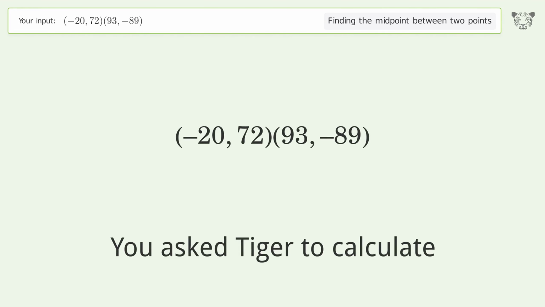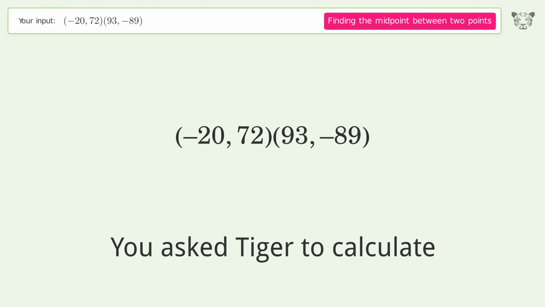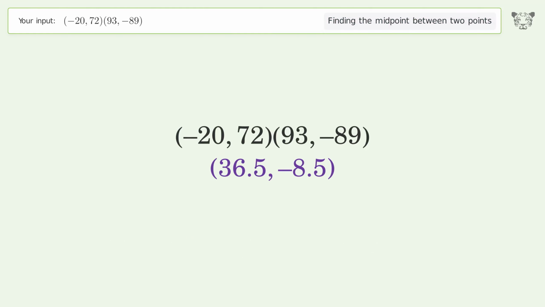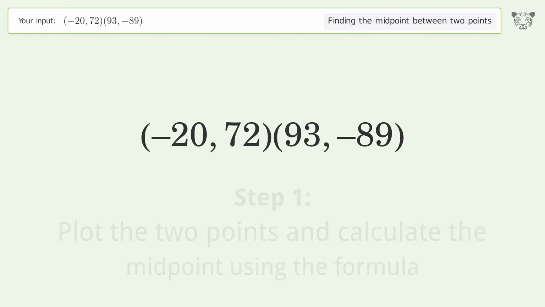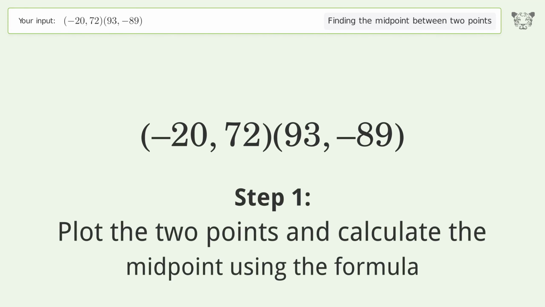You ask Tiger to calculate. This deals with finding the midpoint between 2 points. The midpoint between the 2 points is 36.5, negative 8.5. Let's solve it step by step. Plot the 2 points and calculate the midpoint using the formula.